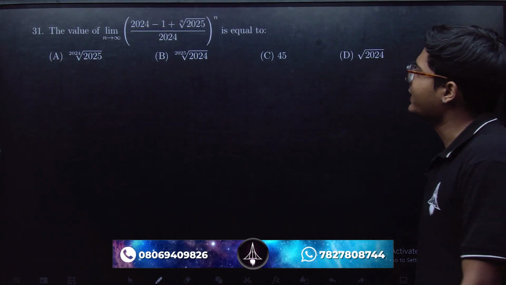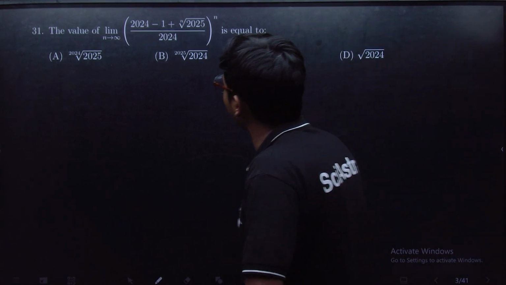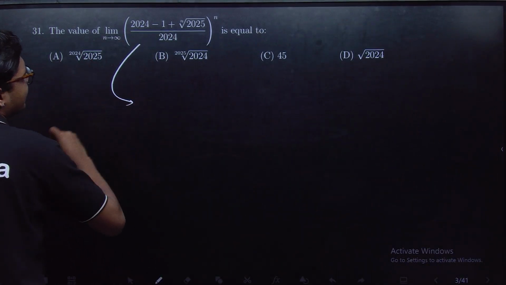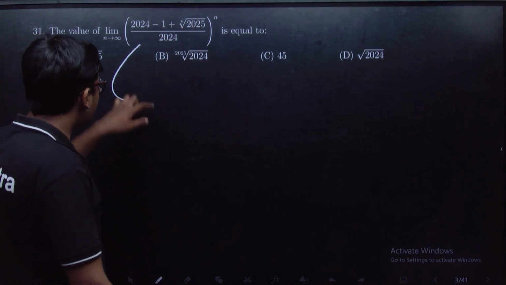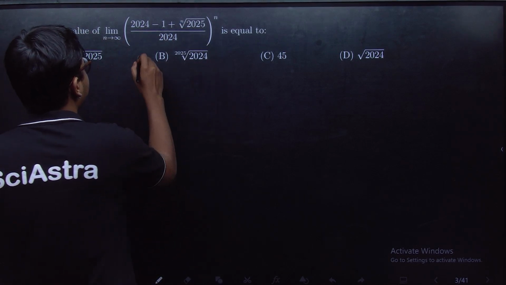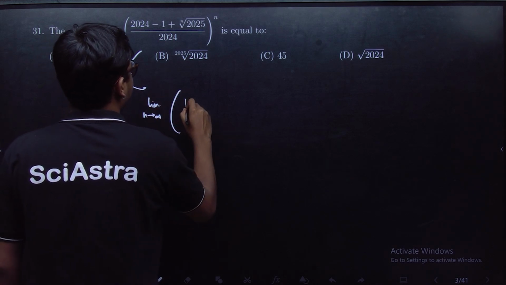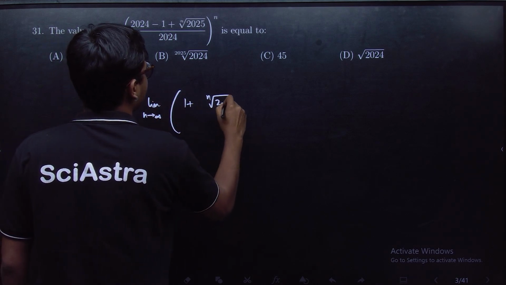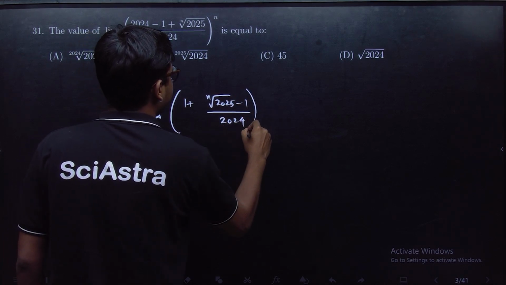Coming to the next one, find the value of the limit as n goes to infinity of 2024 minus 1 plus nth root of blah blah blah whatever. The key thing to understand here is that this is something of the form 1 to the power infinity, right? This overall limit is of the form 1 to the power infinity, and I can rewrite this as limit n going to infinity of 1 plus nth root of 2025 minus 1 divided by 2024, right? Whole to the power n.